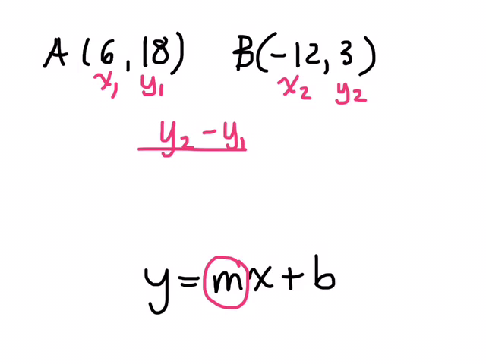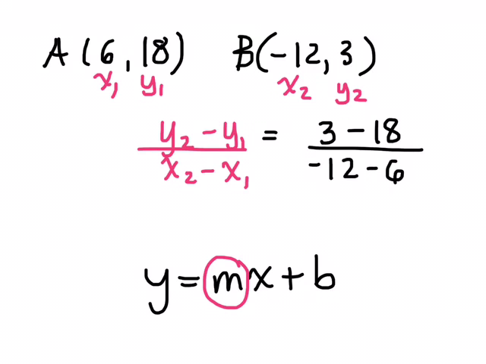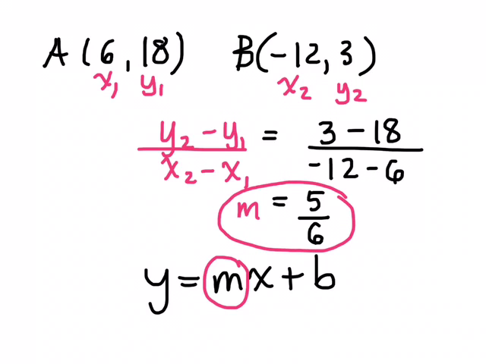Okay, so x1, y1, x2, y2, and how are we going to find the slope given two coordinates? Slope formula: y2 minus y1 over x2 minus x1. We're going to use that to figure out the slope of this line because that's the only thing we can do right now. So y2 is 3 minus 18 over negative 12 minus 6. I want you to tell me what you get written in lowest terms. When we reduce this into lowest terms, we get 5 over 6. No, it's positive. So m is equal to 5 over 6.